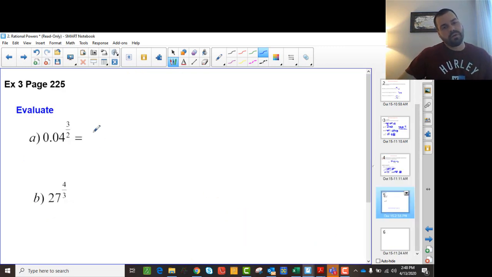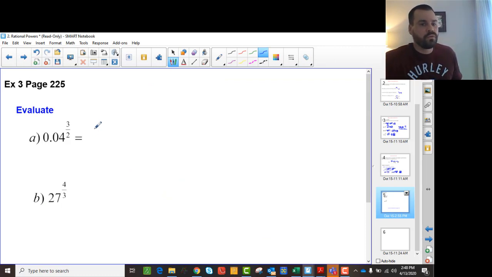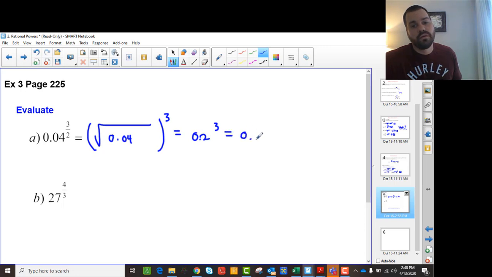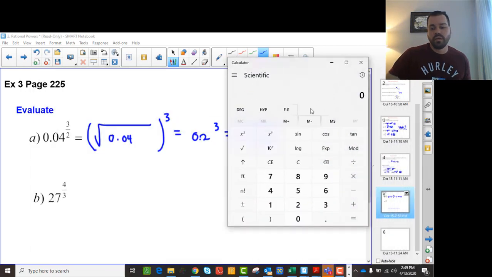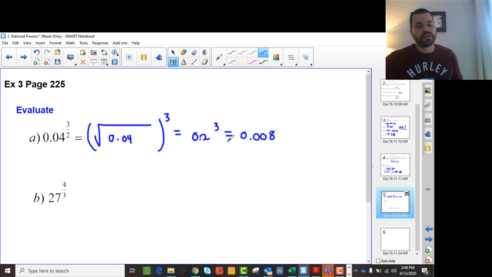Then the question asks us to evaluate some of these. So what we're going to do is just write it as the square root of 0.04, cubed. And that becomes 0.2 cubed. And that becomes 0.008. All right? If you're not sure, you can do it on the calculator as well. Let me just get my calculator out here real quick. You can take 0.04, take the square root of it, and get 0.2, and then you just raise it to the 3rd power. Okay? So you can use a calculator.